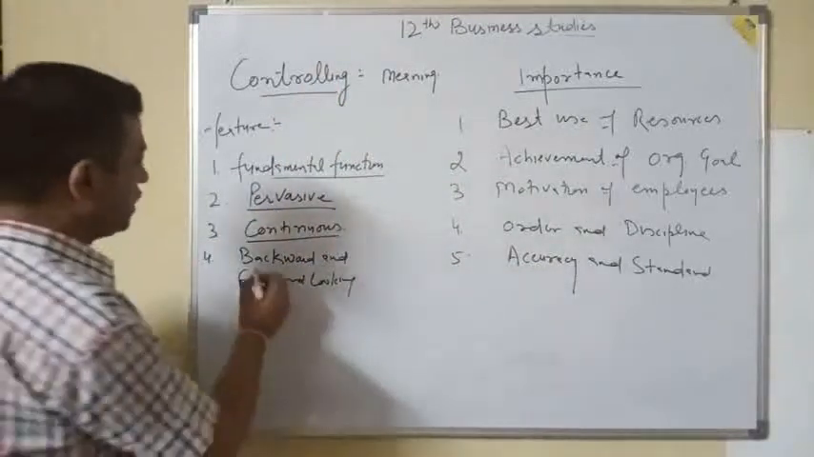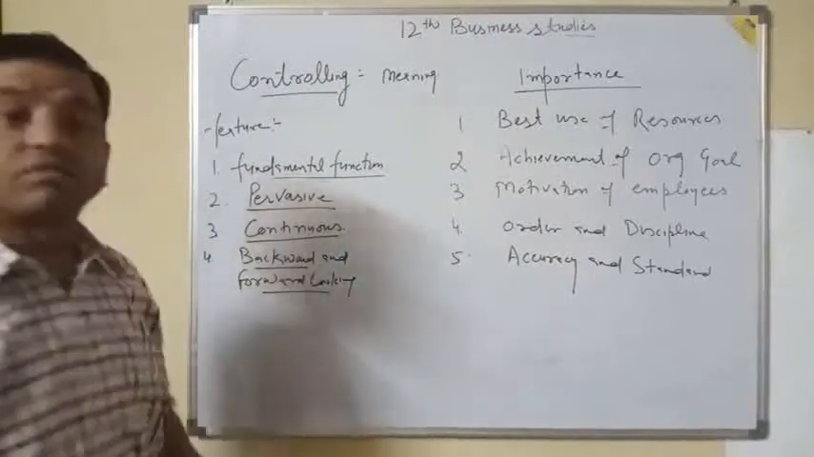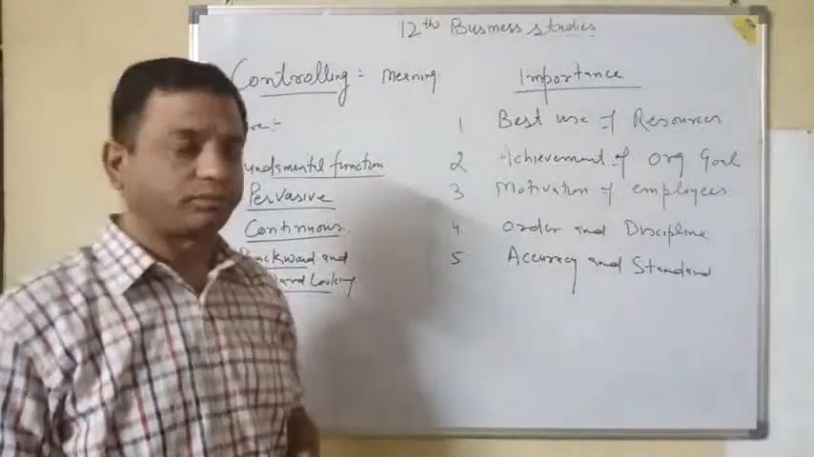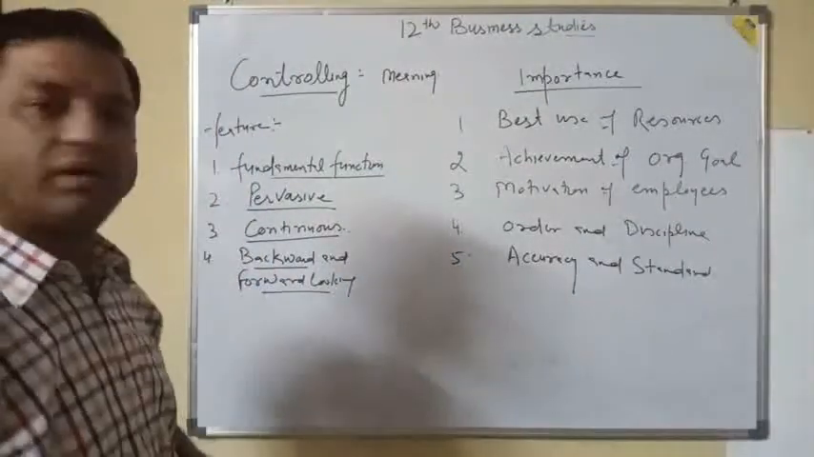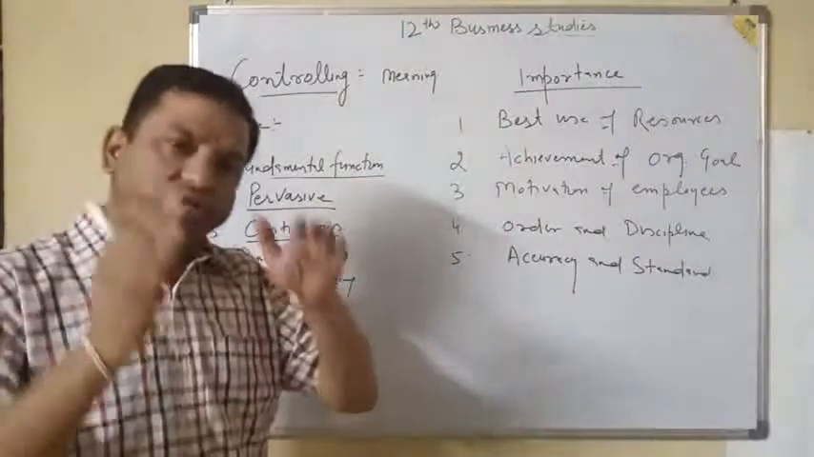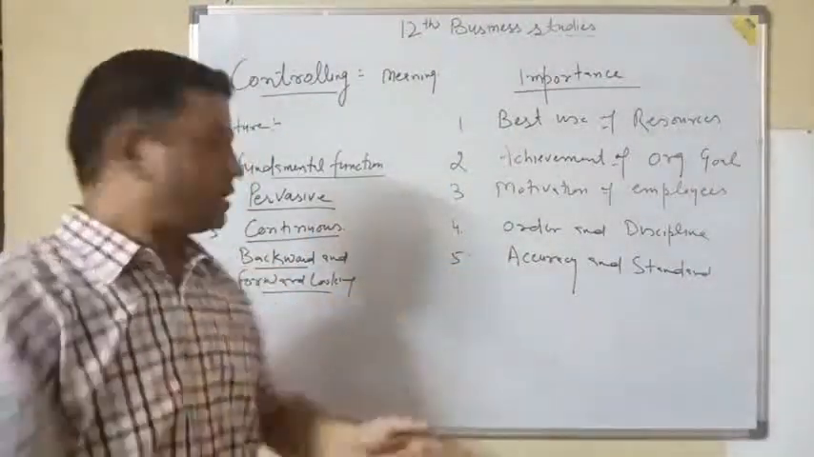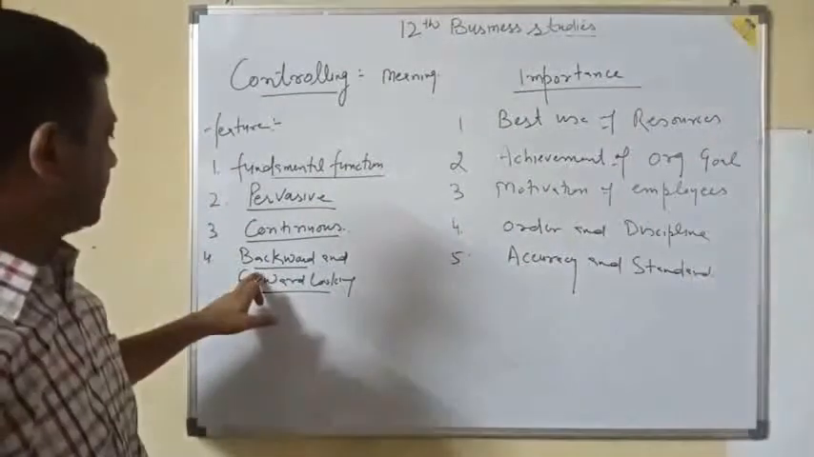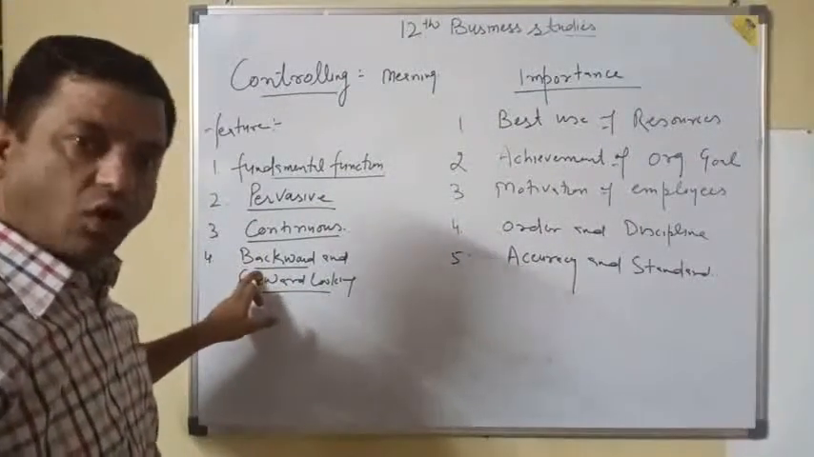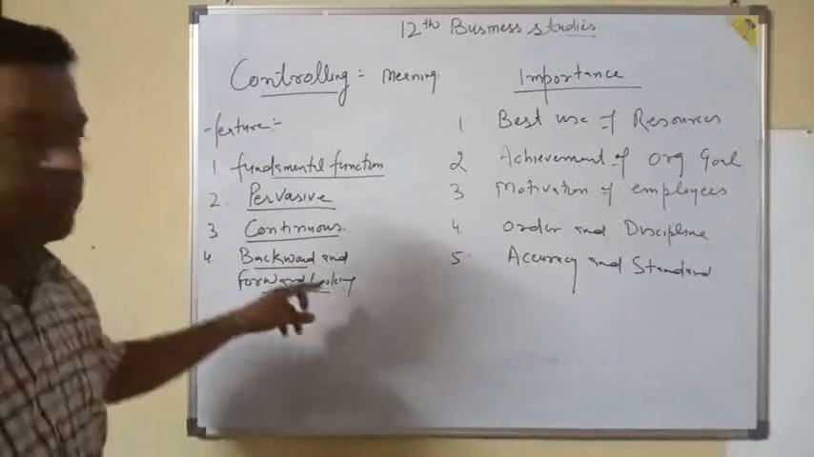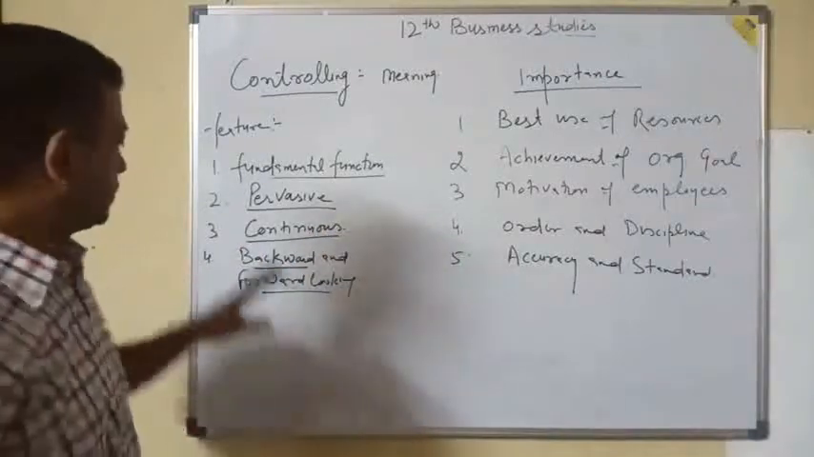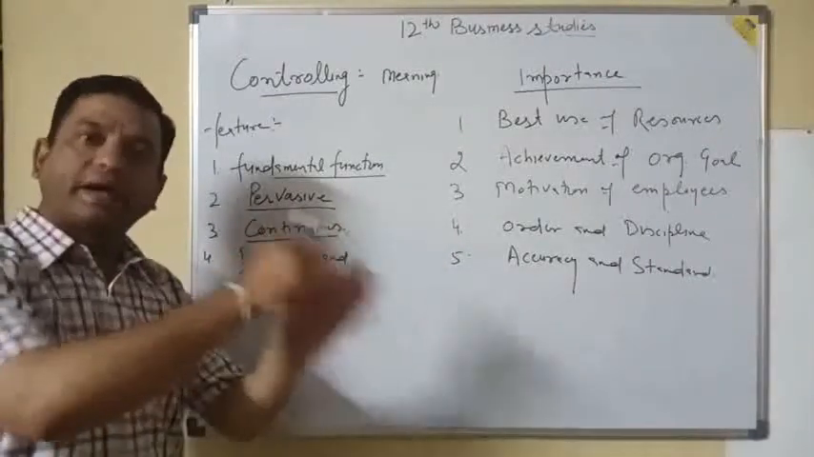Then controlling is a backward as well as forward looking function. Important. Why is it a backward function? Because the standards decided in the past in planning are being observed or compared. That's why it is called backward looking.